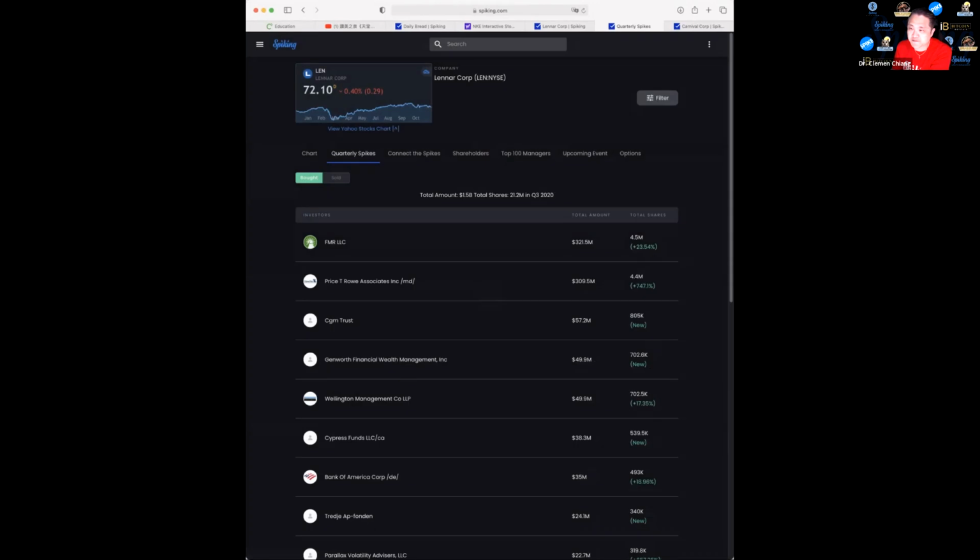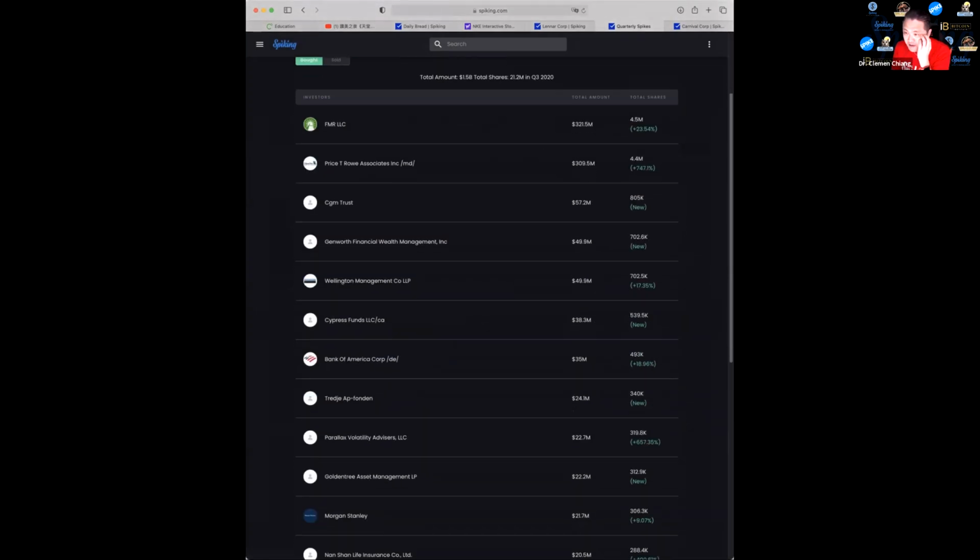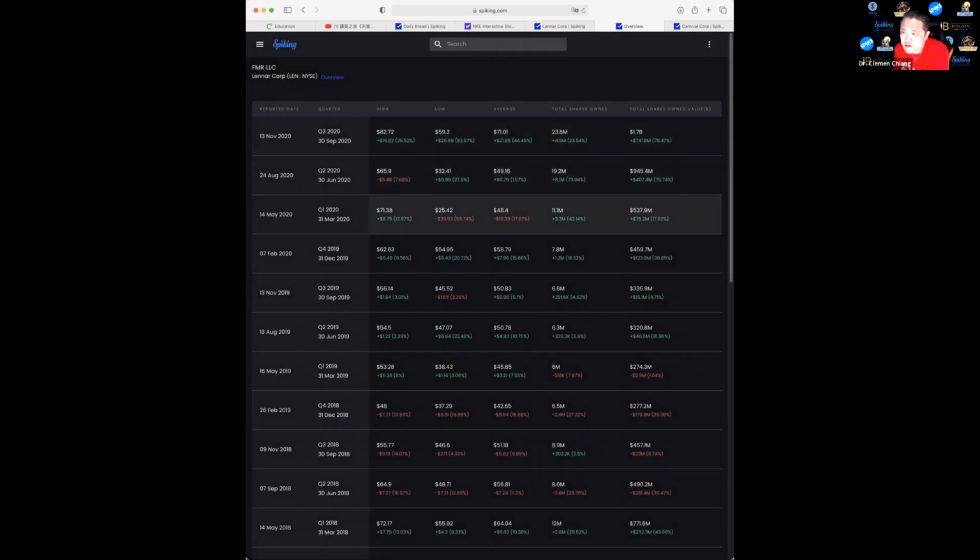Quarterly spikes. All right. So the real big money coming in is from FMR, 23%. The rest is small money, all right? So what's happening with FMR? He has been buying up consistently, all right, from 42% increase, 73% increase, 20. Okay, this FMR is building up a position.